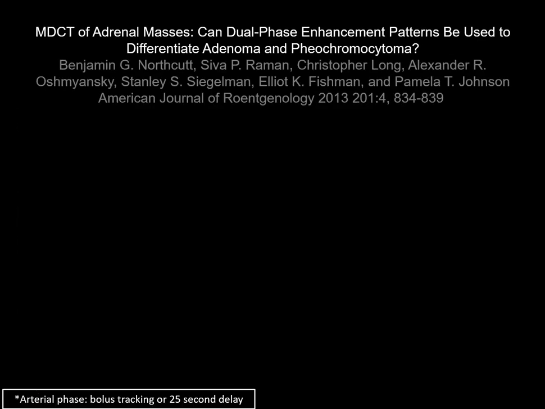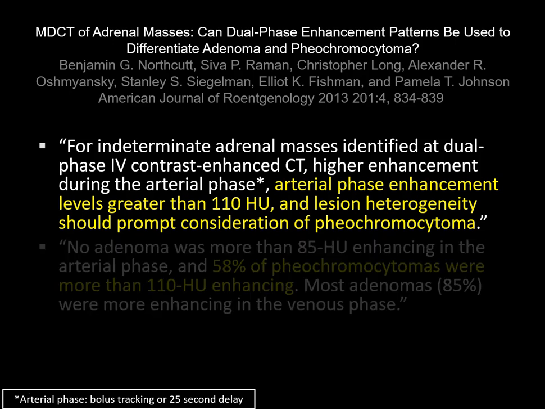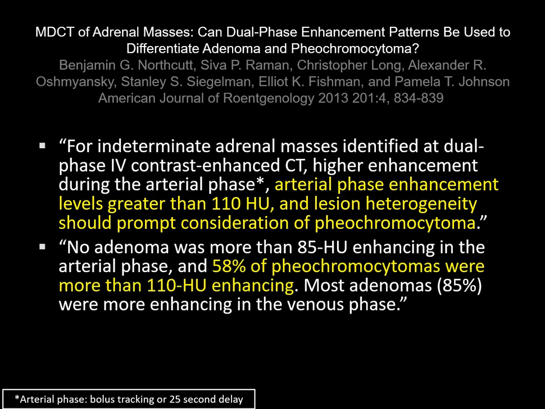And there was actually a study that evaluated whether dual-phase enhancement patterns could be used to differentiate adenoma and pheochromocytoma. What the investigators found was that on studies where there was arterial phase enhancement greater than 110 Hounsfield units and lesion heterogeneity, one should consider pheochromocytoma. They also found that there was no adenoma that enhanced more than 85 Hounsfield units in the arterial phase, whereas most of the pheochromocytomas, 58%, were more than 110 Hounsfield units enhancing.